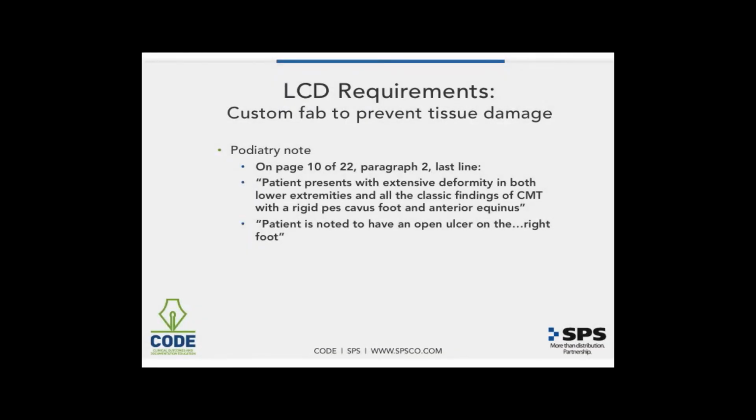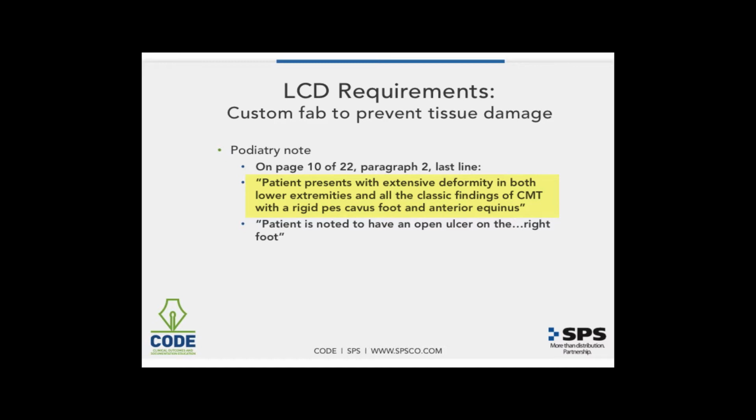So moving right along with the LCD requirements in some detail, we need to show that the person needs a custom fabricated orthosis to prevent tissue damage, etc., right? And again, that was in the orthotist notes. We saw that. They definitely highlighted that point and made it clear, so that's good. Also, we have some good information in the podiatry note. On page 10 of 22 pages of information, in paragraph 2, in the last line, the podiatrist says, the patient presents with extensive deformity in both lower extremities, all the classic findings of CMT, rigid pes cavus foot, and anterior equinus. Perfect. Okay, so that's great.